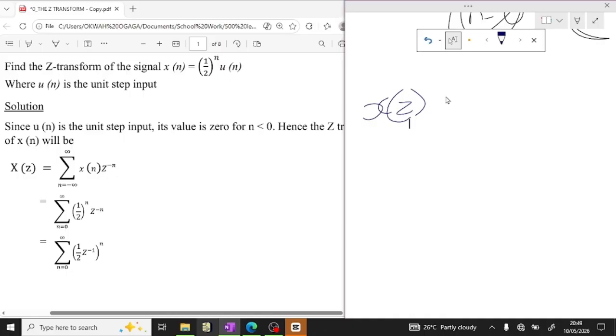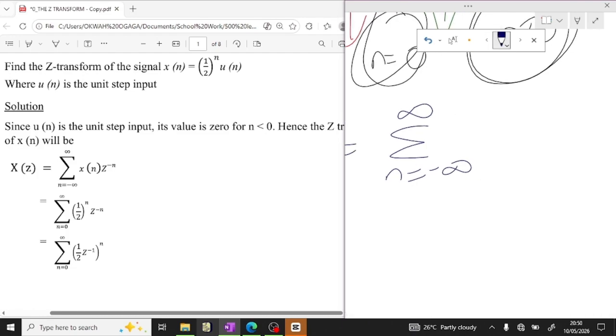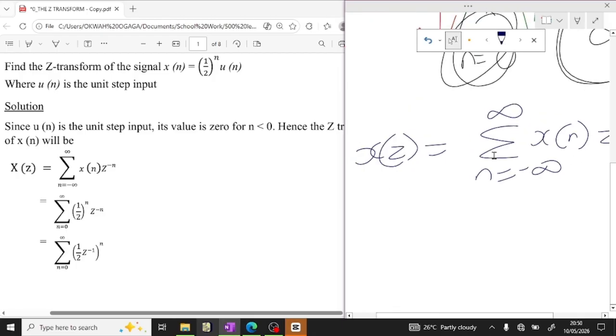So the z transform, which is x of z, will be what? Just write out the formula first. From negative infinity, we have not applied anything yet. We have not applied u of n or anything. We are just writing out the formula first: the sum of x of n multiplied by z raised to the power minus n. This is just the formula. We've not done anything yet. This is exactly what we have here.